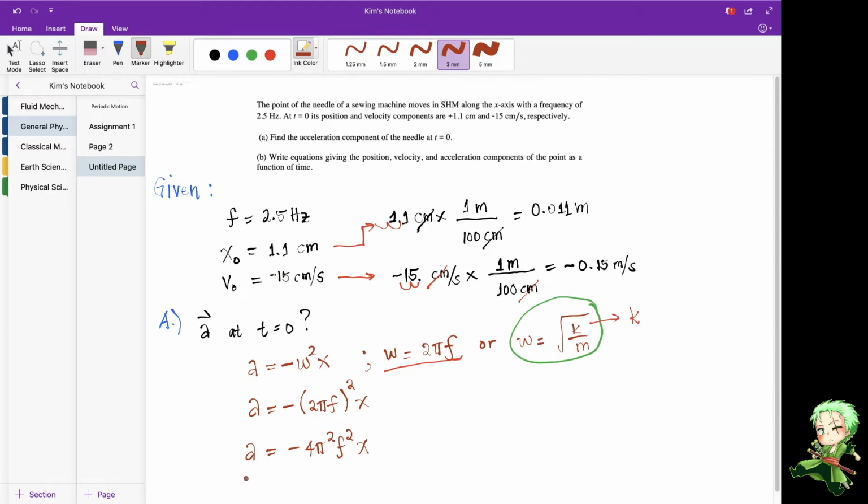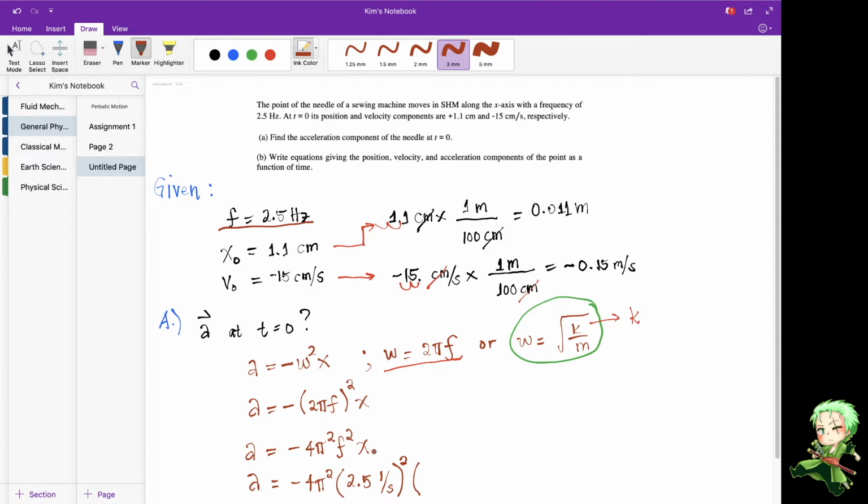So the next line of equation is simply you work with your calculator and input the values. So 4 pi squared, your frequency is given to be 2.5 hertz, so you put it here, 2.5. But I will put the unit in 1 per second because hertz is just 1 per second. So I intentionally do this to show how the units would fare in the end part of the equation. And then you have x.